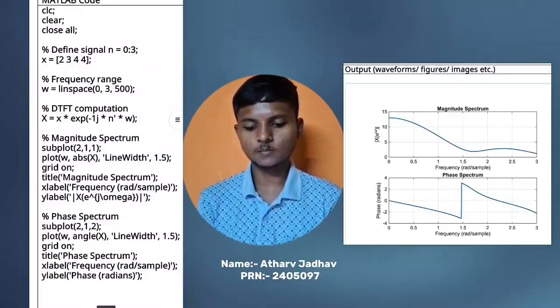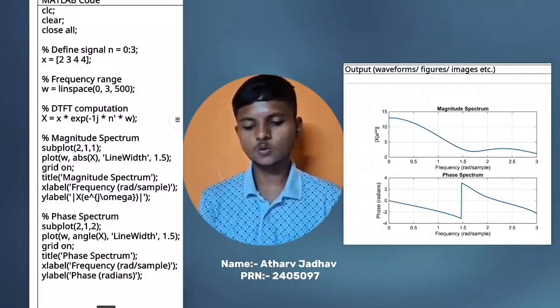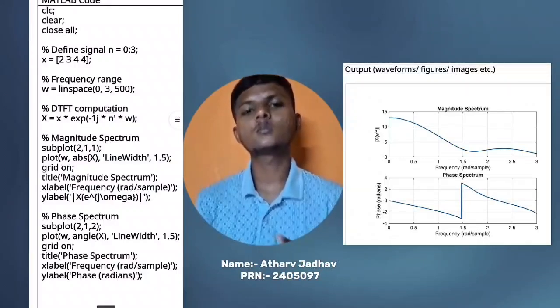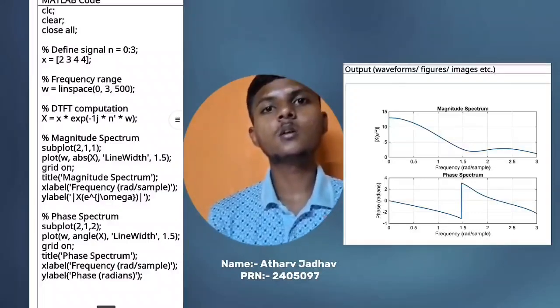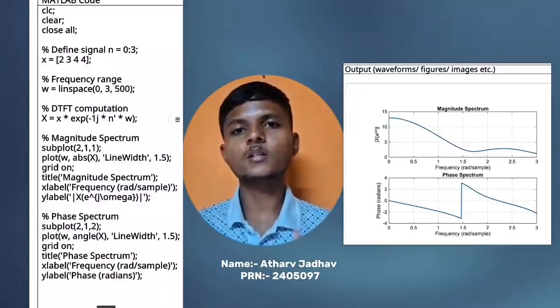The next line of our code is the frequency range, given by w equals, where w stands for omega. So omega equals linspace 0, 3, 500. It makes 500 points starting from 0 and ending at 3.